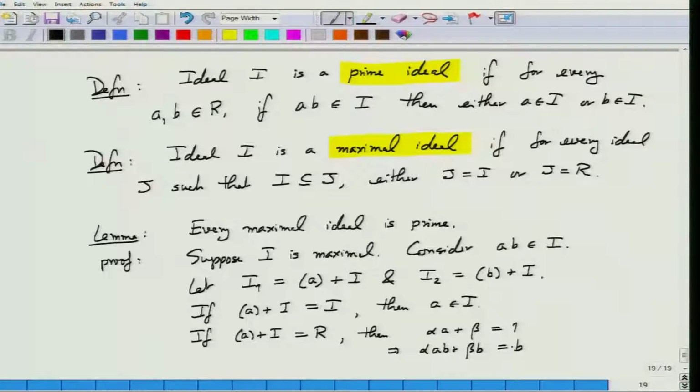Is B. Now this implies that B is in I. Because beta is in I, so B times beta is in I. AB is in I by assumption, so alpha AB is in I, therefore B is in I. That's a pretty straightforward proof showing that every maximal ideal must be prime.